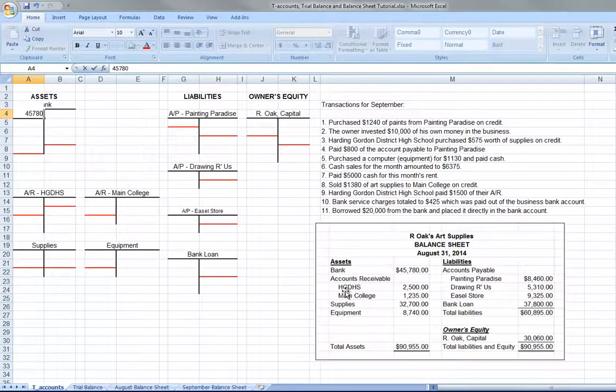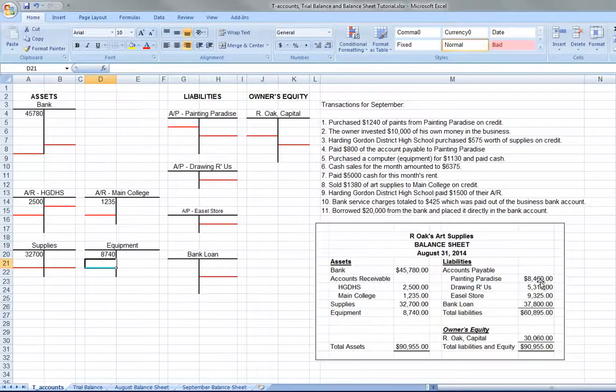We have two accounts receivable. HGDHS owes the company $2,500. This is a company that sells art supplies, so they're selling them to a high school or a college. And so this accounts receivable is $2,500. Maine College owes this company $1,235. Supplies, the company has at the beginning here $32,700 worth of art supplies and $8,740 worth of equipment.